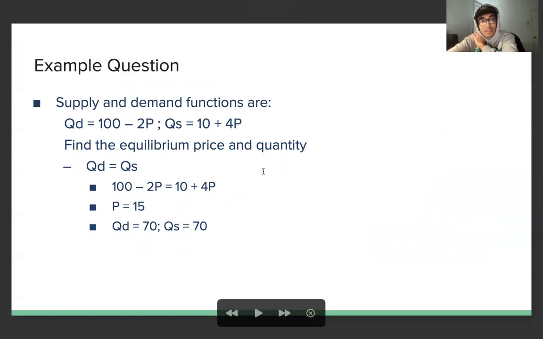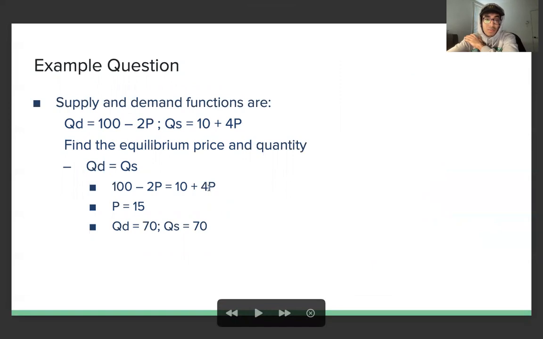Okay, let's look at an example question. So this is a really simple intersection question. You have a supply and demand equation. Quantity demanded is a function of price, and quantity supplied is also a function of price. And the equilibrium price and quantity is just equating these two equations.